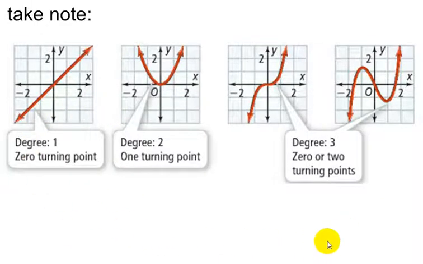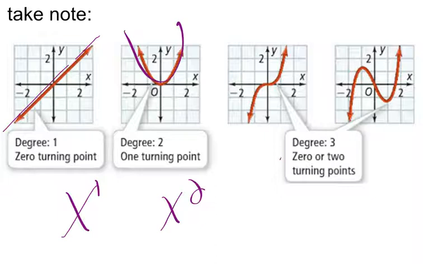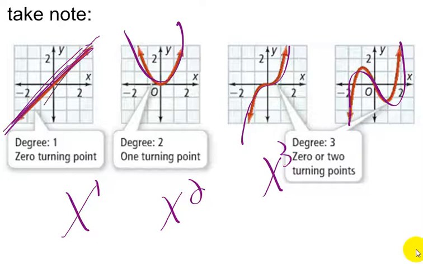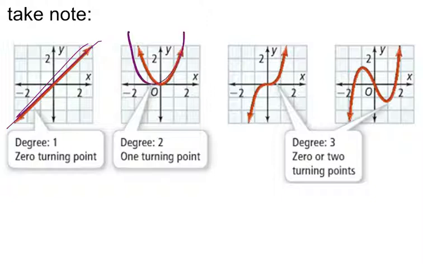So I have a take note here, and it says, like I said, if you've got x to the 1st degree, 1st power, you've got just a straight line. If you've got x squared, you've got a parabola. If you have x cubed, you can have one of two things. You can have 0 turning points or 2 turning points. As a 1st degree has no turning point, and x squared, the degree of 2, has 1 turning point. So 0, 1, none, and 2.